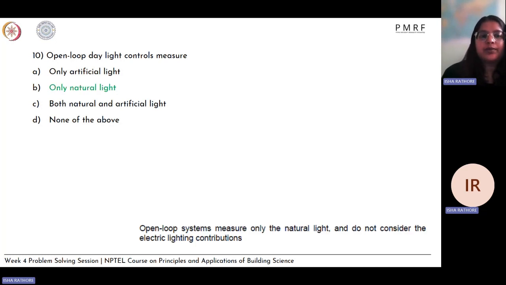So open loop daylight controls measure only the natural light and do not consider the electrical or artificial lighting contributions. Whereas closed loop daylight controls measure both the natural as well as the electrical lighting contributions. So open is associated with natural light only and does not consider artificial light. So B is the correct answer.